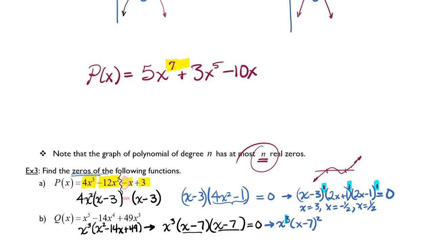And it's important to notice my multiplicities. I have multiplicity 3 on the x and multiplicity 2 on the x minus 7. This means when I graph this, I will have end behavior that is odd positive. So it'll be on the bottom left and top right. So fill that in first before you do anything else.